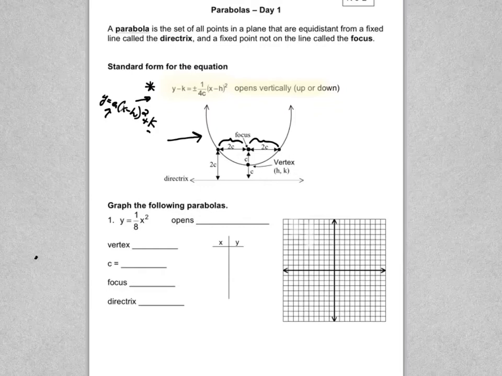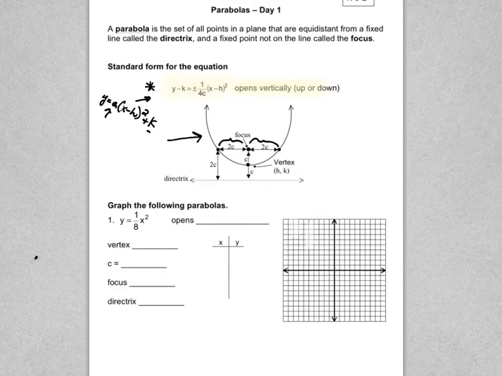And that works into the definition of the parabola: the set of all points in a plane that are equidistant from a fixed line called the directrix and a fixed point not on the line called the focus. And so 2c is the same distance from the focus and the directrix. And if we moved up to any other point on the parabola, they would be the same distance from the focus as they were from the directrix.